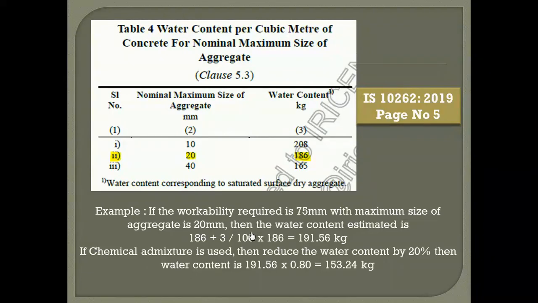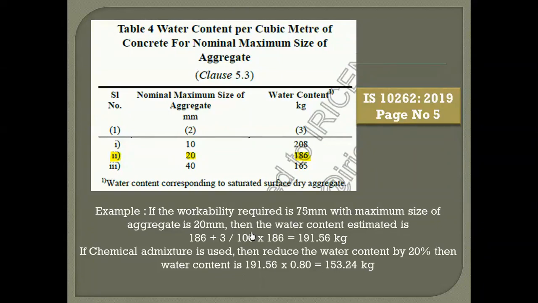If we are using chemical admixtures, as already told, then we have to reduce the water content by 20 to 30% or 5 to 10% depending on the dosage that we use in the site. So here I have reduced the water content by 20%. So now the water content that is used for our mix design is 153.24.